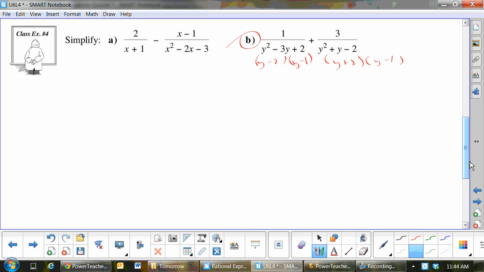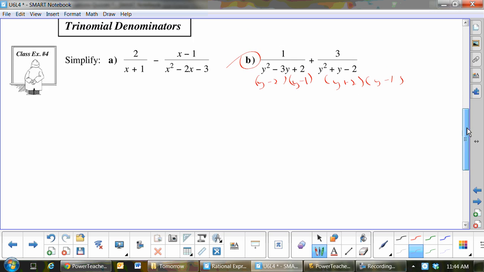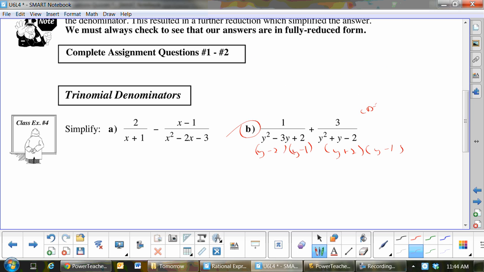So what would be a common denominator? Something that both of them go into. What would it be? Y minus 1, y minus 2, y plus 2. Okay? Can both of those fit in there? That means you found a common denominator, like 3 and 4. Common denominator is 12 because both of them fit into 12. 24. Okay? 24 is a common denominator.